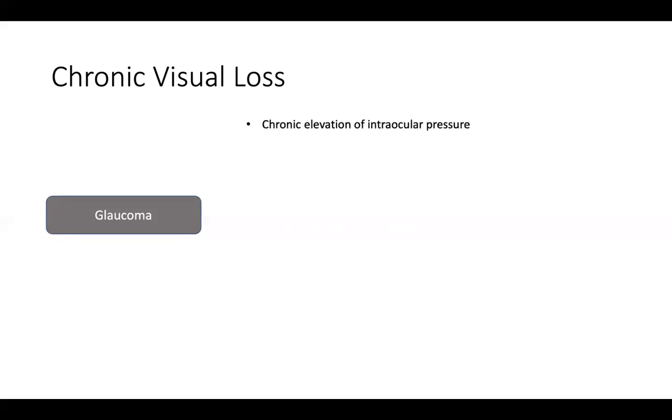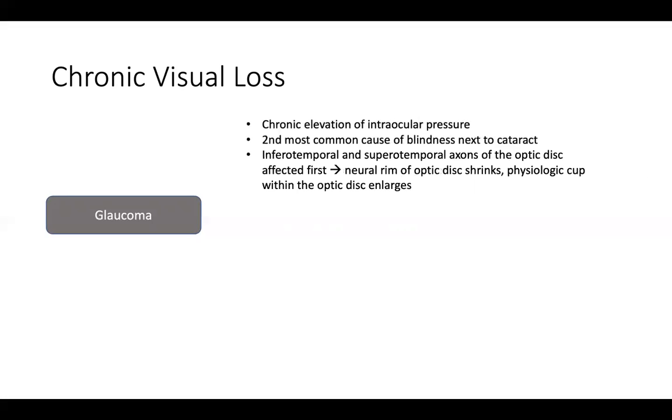Glaucoma is a slowly progressive, insidious optic neuropathy that usually is associated with chronic elevation of intraocular pressure. After cataract, it is the most common cause of blindness in the world. The mechanism by which raised intraocular pressure injures the optic nerve is not understood. Axons entering the inferotemporal and superotemporal aspects of the optic disc are damaged first, producing typical nerve fiber bundle or arcuate scotomas on perimetric testing.